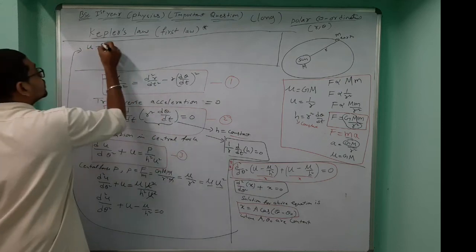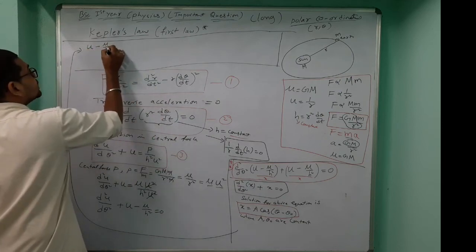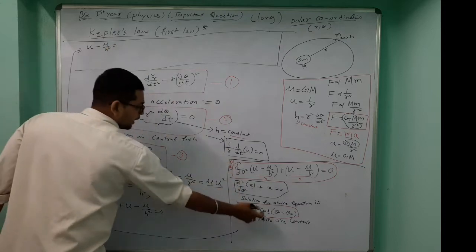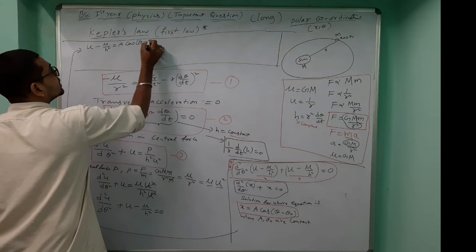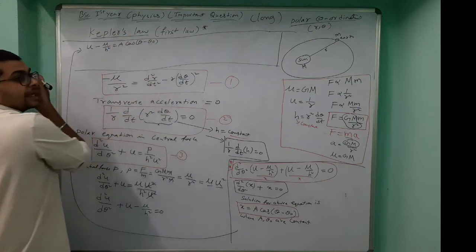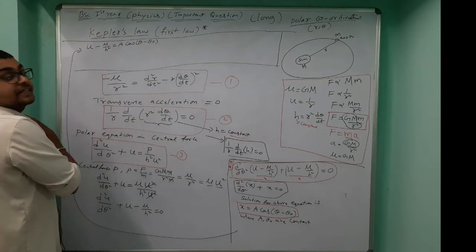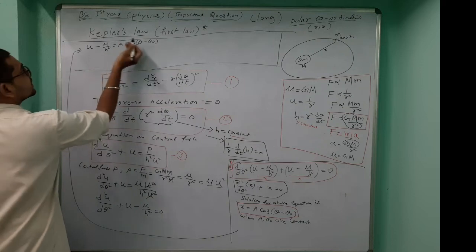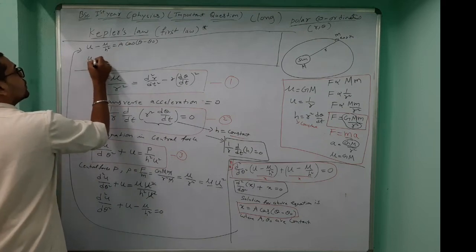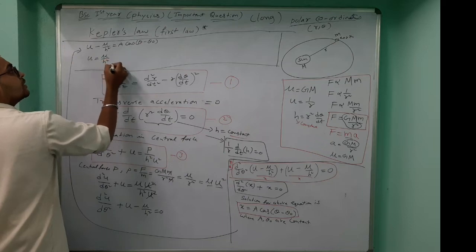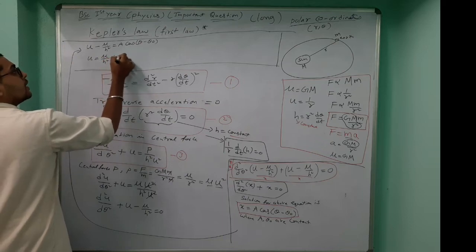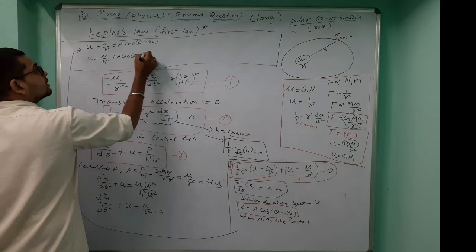minus u by h square is equal to a cos theta minus theta naught. A and theta naught are constant. Now I am setting that one. So u is equal to mu by h square plus a cos theta minus theta naught.